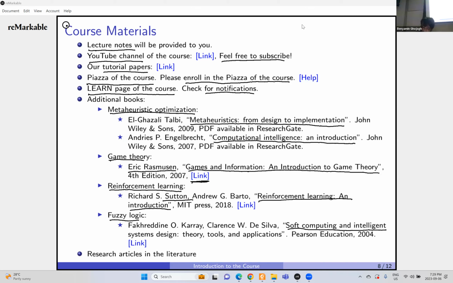Again, these are not mandatory, they are optional. Soft Computing and Intelligent Systems Design: Theory, Tools and Applications, by Karray and De Silva. And also research articles in the literature.